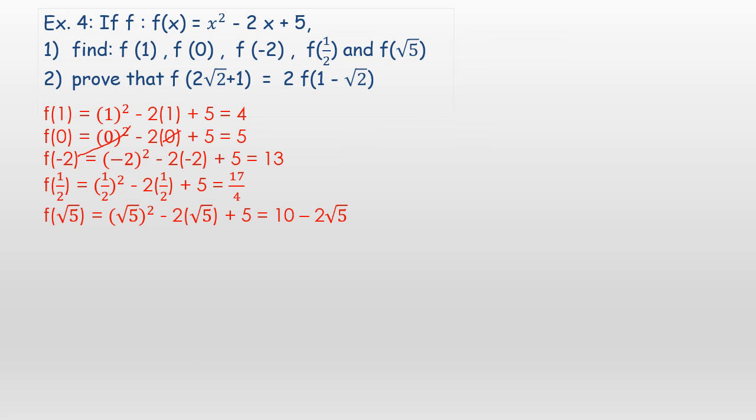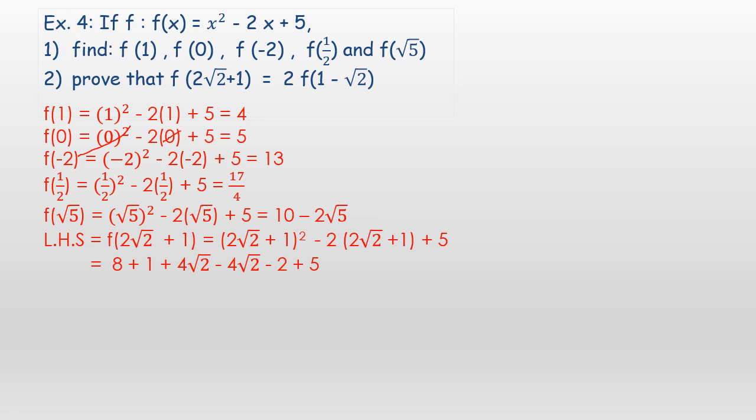Then we want to prove this for these two functions. The left hand side: substituting in f of x, f of 2 root 2 plus 1, substituting every x, and simplifying with the first square plus the second square plus the product. We have 2 root 2 all to the power 2, which is 8. 1 power 2 is 1. Plus, positive 2 times 1 times 2 root 2 is 4 root 2.